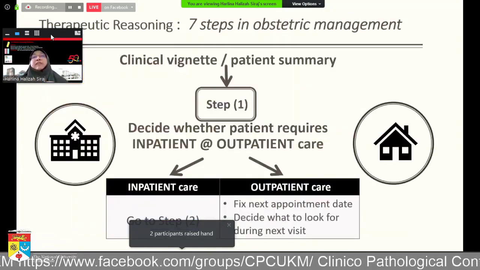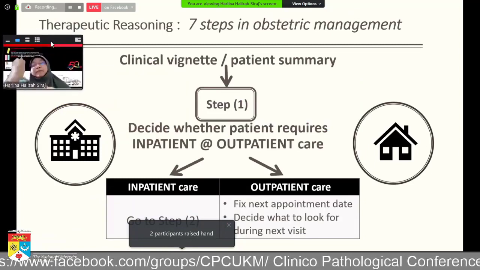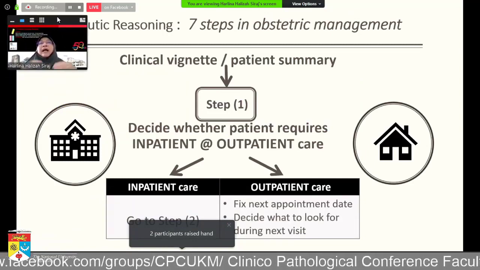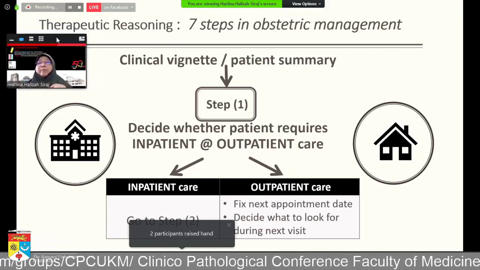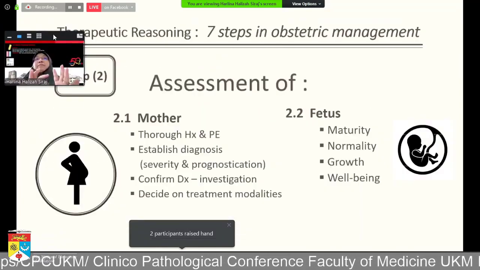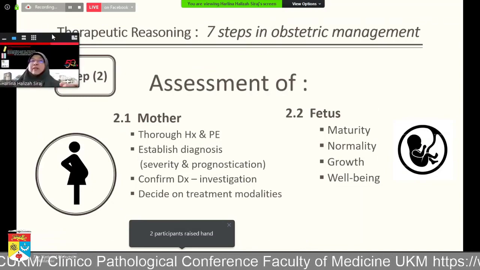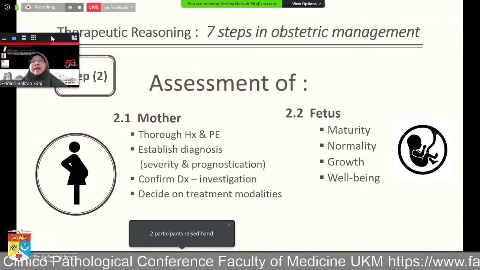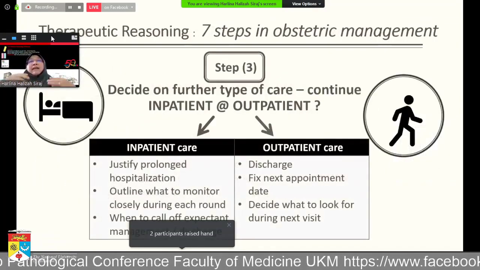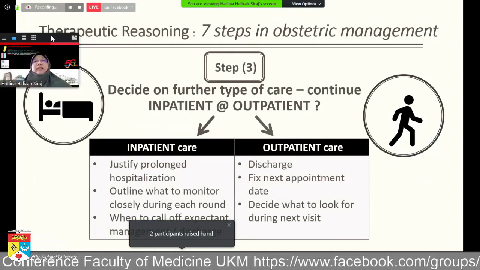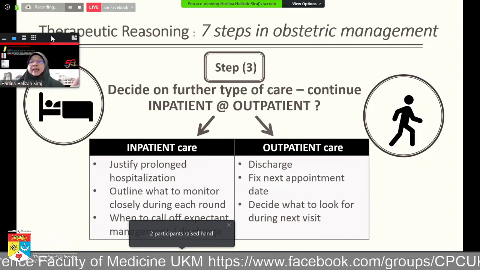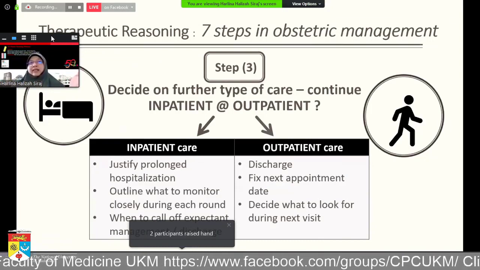This is the therapeutic reasoning steps, and I'm taking obstetrics as an example. After they have a diagnosis, more or less, they have to decide, is it inpatient care or outpatient care? And let's say if it's inpatient care, they need to assess, of course, in obstetrics, the mother and the fetus. And of course, after they have been given treatment, do you actually continue the inpatient care or can they be discharged? And if they need inpatient care, what is the justification?